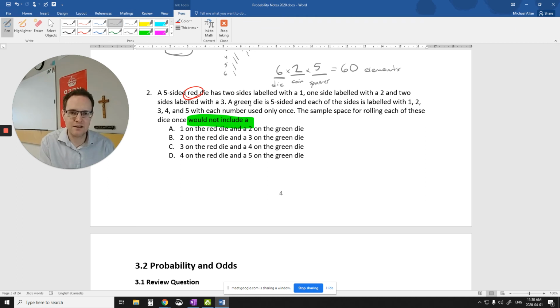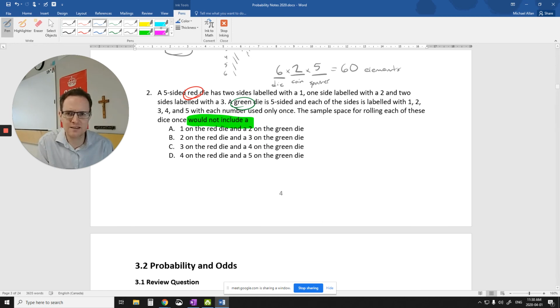Then we have the green dice. Each side is labeled a 1, 2, 3, 4, 5. We only use 1, so that just makes sense. This is standard dice. Okay. So we're going to go through and just try to figure out, okay, which one of these could not be in my sample space. If I were to try to list them all off and have like a little tree of everything, which couldn't exist.